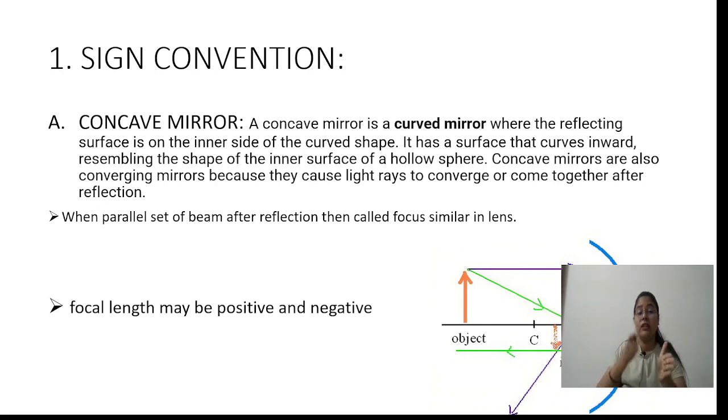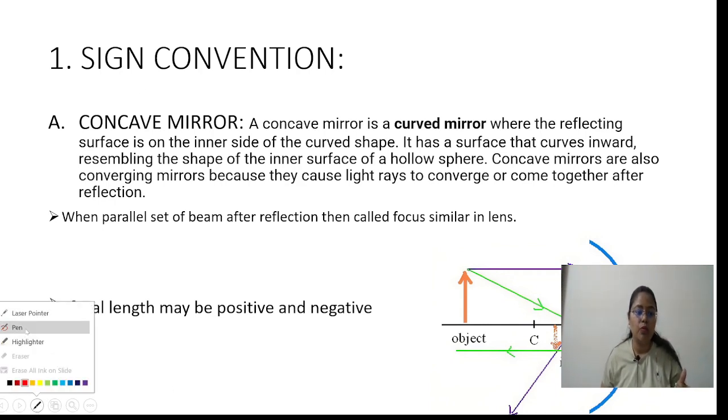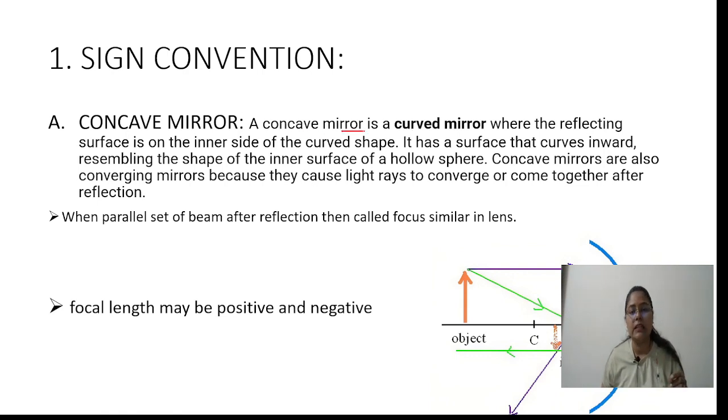What is a sign convention in the concave mirror and the convex mirror? So firstly, let me introduce what a concave mirror is. You know very well what a concave mirror is. A concave mirror is a curved mirror like that shown in the figure. That is a curved mirror, that is a concave mirror.